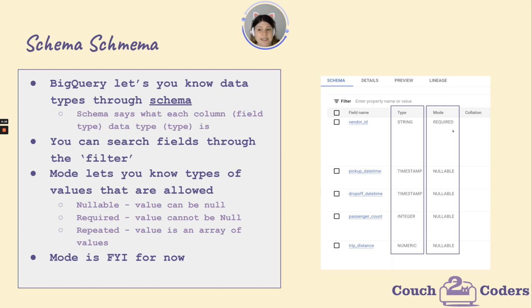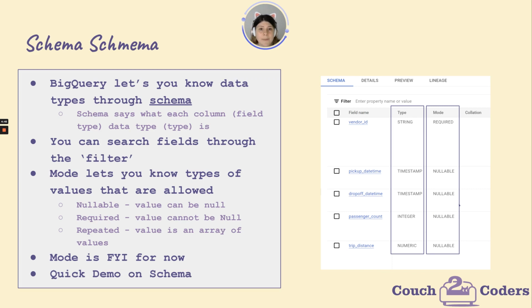In contrast, when it's required, that means that it cannot be null. Every single row in this data table is going to have something in for vendor ID. We don't know what it is, but we know that it's not a missing value. In contrast, we might be missing a pickup time, a drop-off time, passenger count, or trip distance. This mode is really just an FYI for now.